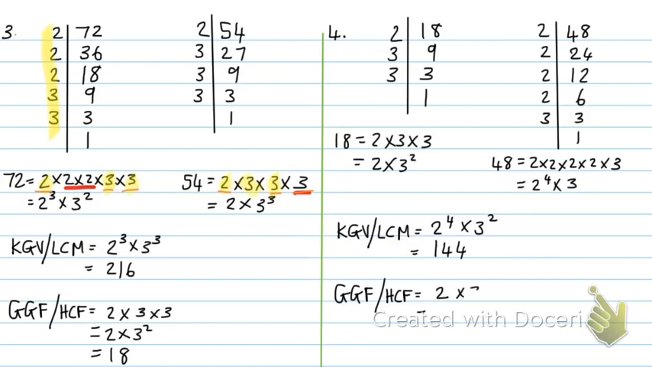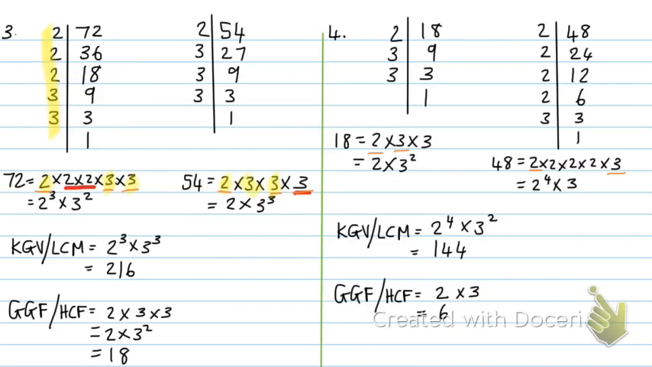Then the HCF is the friends. So I find friends, and that's 2 times 3. Oops, let me just go back. 2 times 3, which is 6.